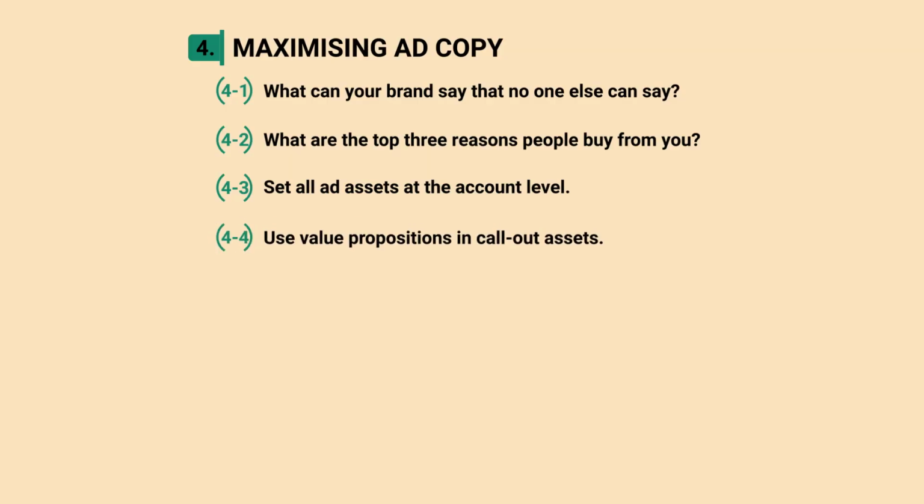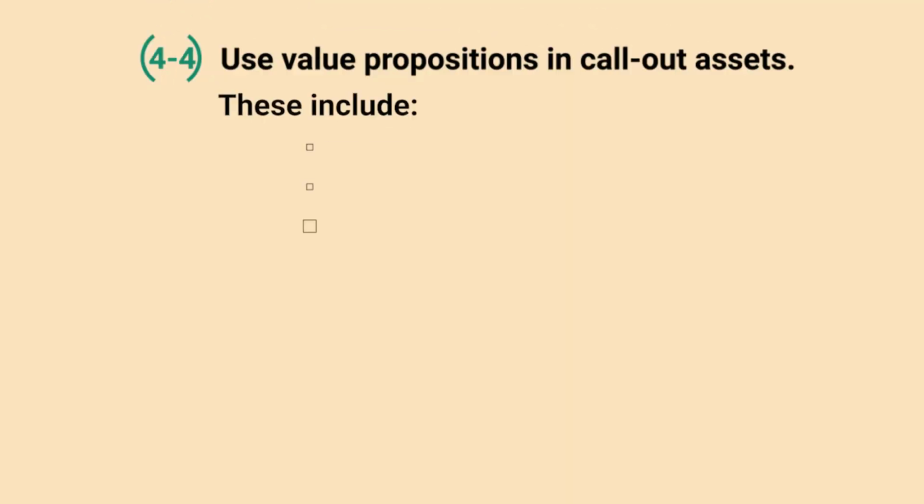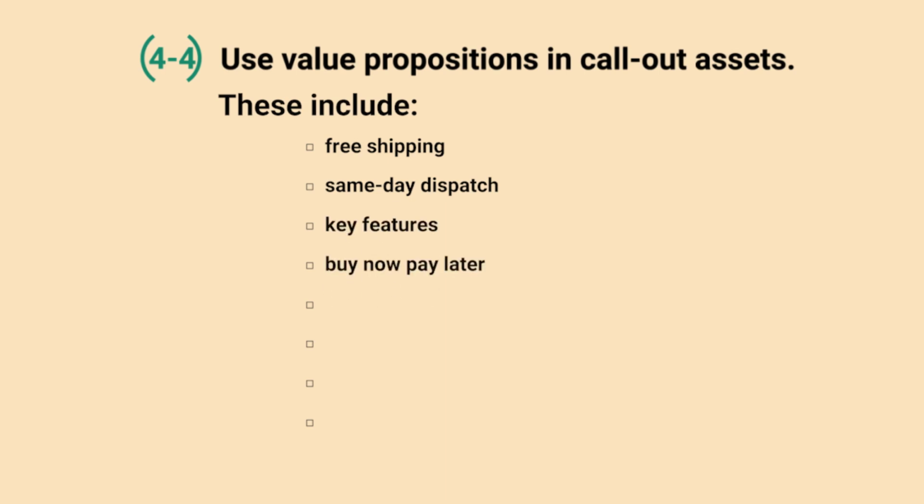Use value propositions and call out assets. These include free shipping, same day dispatch, key features, buy now, pay later, the number of reviews, sustainability, guarantees, and so forth. Sprinkle them in ad copy, but aim to have at least 6 as call out assets.